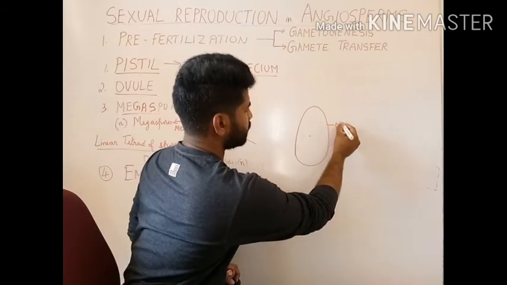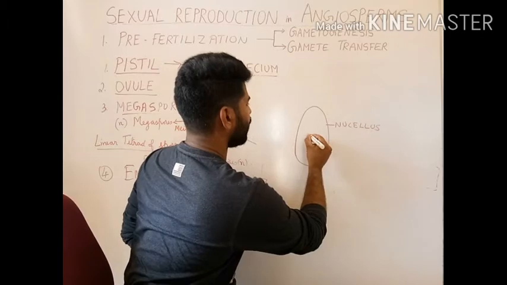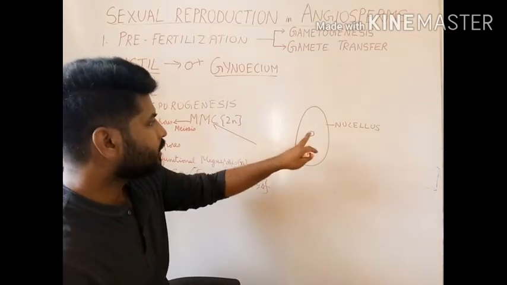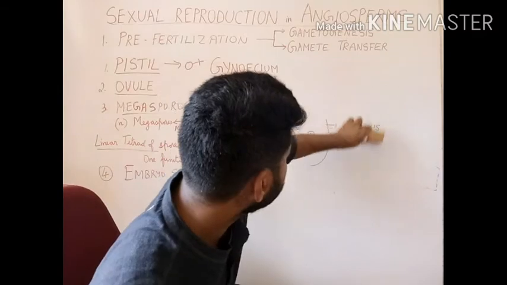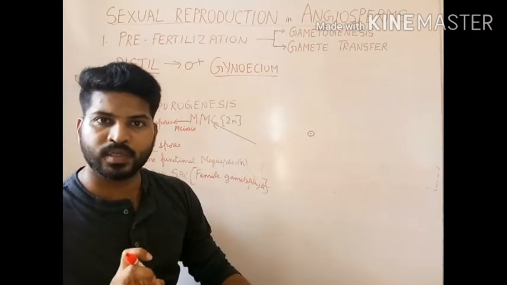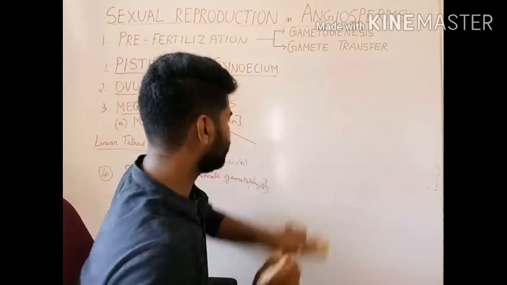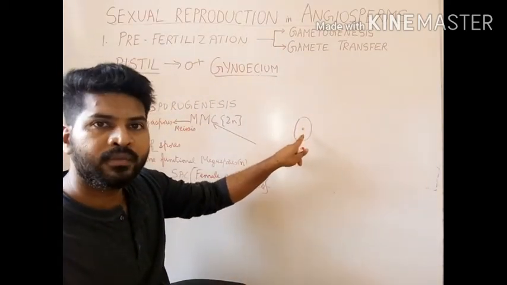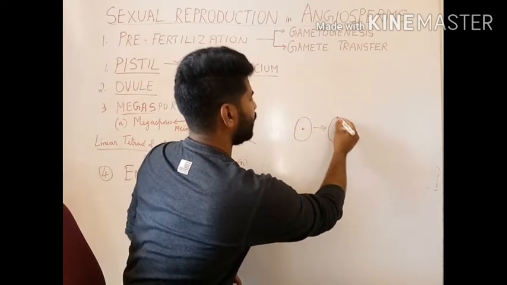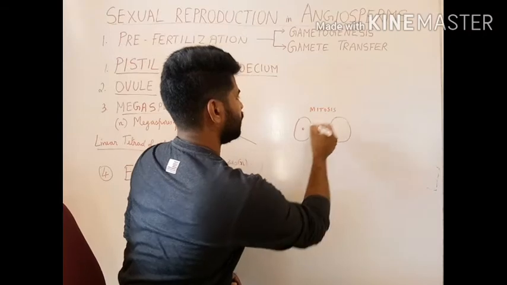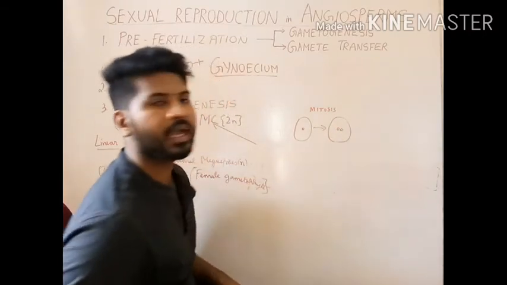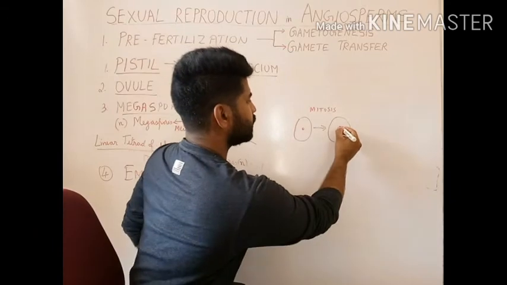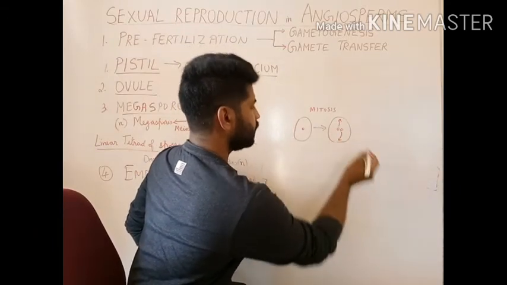So this is the nucellus and we have 1 megaspore left, which is haploid in nature. This megaspore will obtain nutrition from the nucellus and it will grow in size. Then the nucleus will divide. So step number 1, it will divide by mitosis and it produces 2 nuclei. These 2 nuclei then migrate to opposite poles. So one nucleus goes to this pole, another comes to this pole.